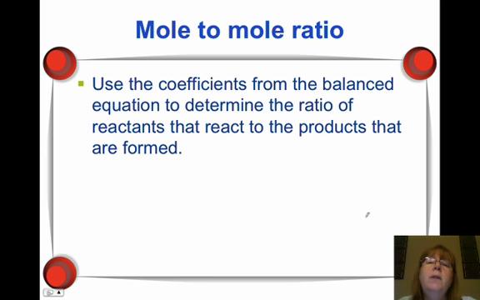Okay, so mole to mole ratio. We're using the coefficients from our balanced equation to determine the ratio of reactants that react with one another and the products that are formed. So we're going to practice this in class, and then we're going to add to this.